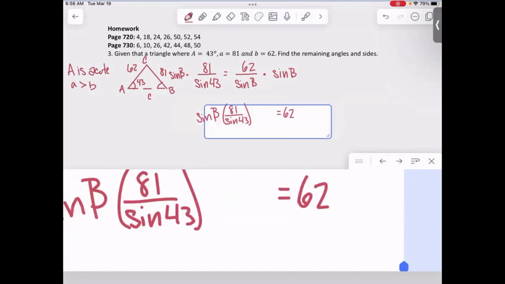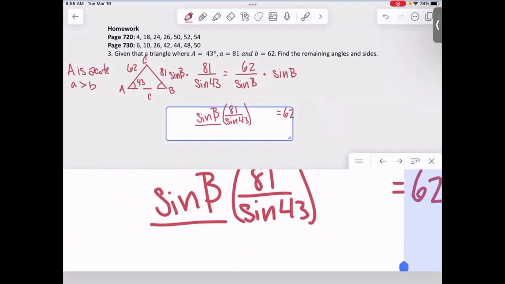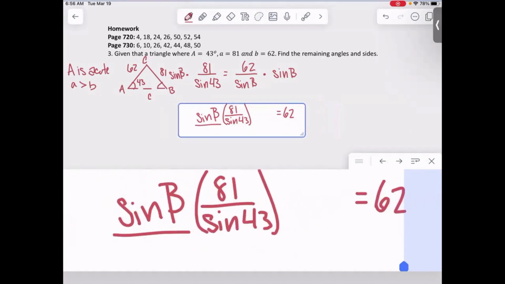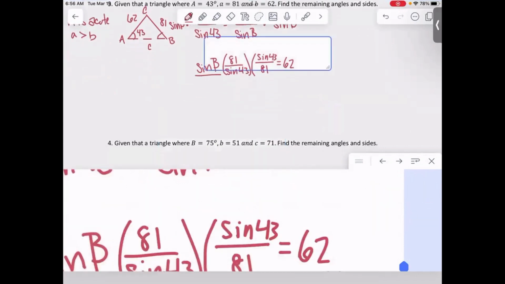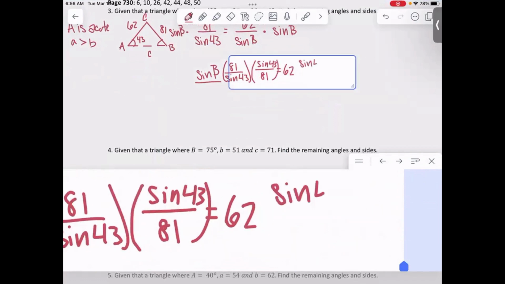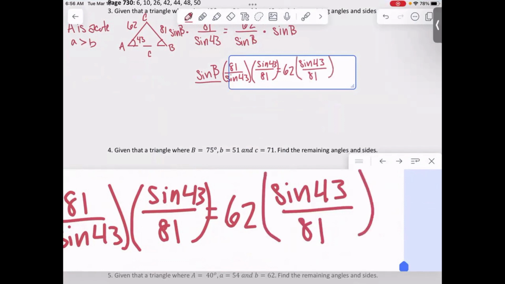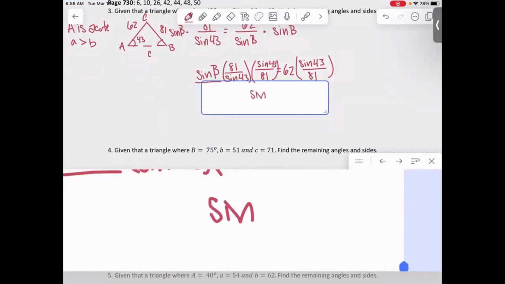Okay, I just want B by itself. So I really want to leave sine B. I want to get rid of this whole fraction. The way to get rid of a fraction is to multiply by its reciprocal. You could have divided and multiplied, just adding a step. So multiply by its reciprocal on both sides, 43 over 81. Okay, awesome. This multiplies through. We get sine of B.